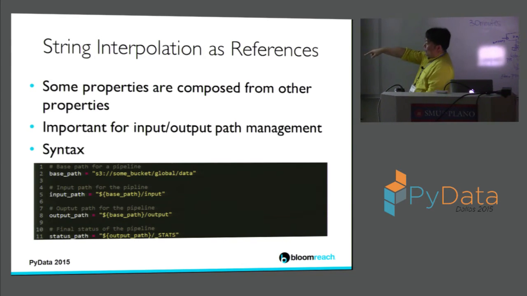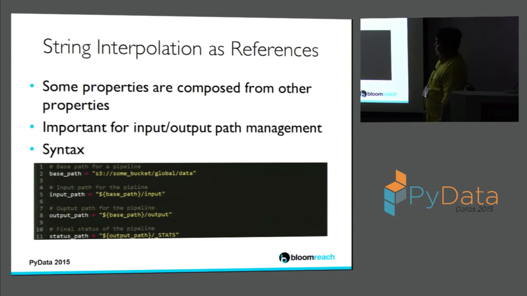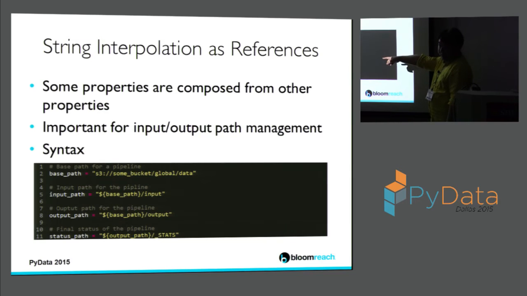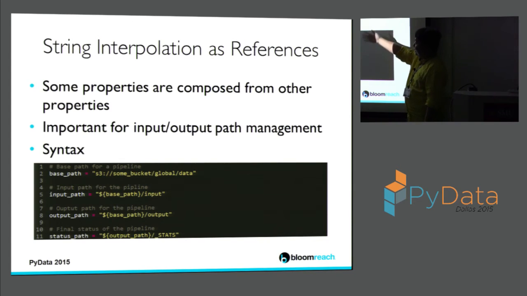Also, we got a very interesting idea from shell scripting called string interpolation. And I cannot tell you how important this is, because if you have a lot of paths, input paths, output paths, you really don't want to repeat them over and over again. A very elegant way is to put a base path, and then you can have input and output paths based on this path, and maybe some other path based on your output path, for example. And in this case, you have the flexibility to override any of it.